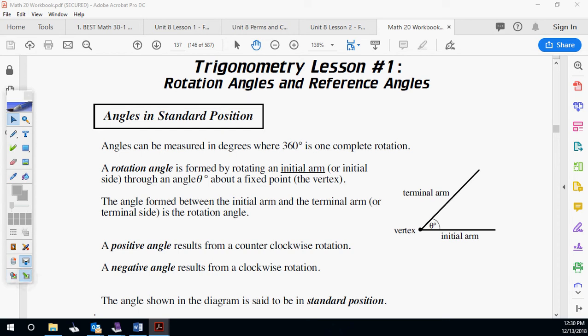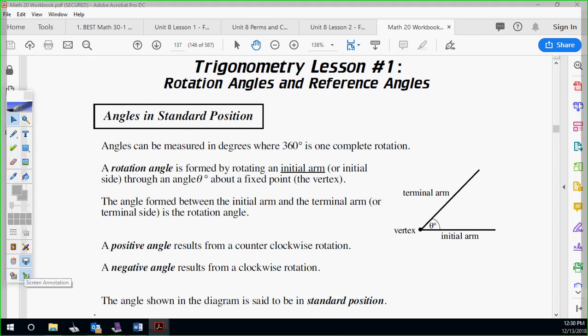If you're not familiar with theta, that's this symbol here. This is kind of like an x, it's a variable used often in trigonometry. So it's just a variable if you're confused. Okay, theta degrees. So you have an initial arm, you move the terminal arm a certain amount of degrees. The angle between those two arms is your rotation angle. The angle formed between them is what we call the rotation angle.